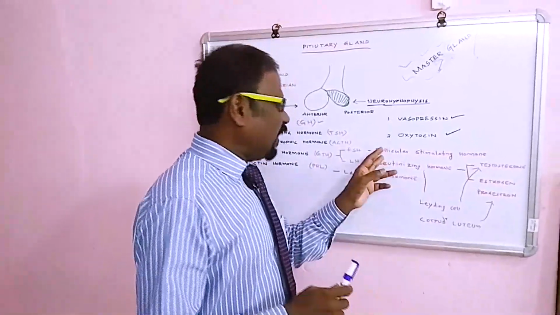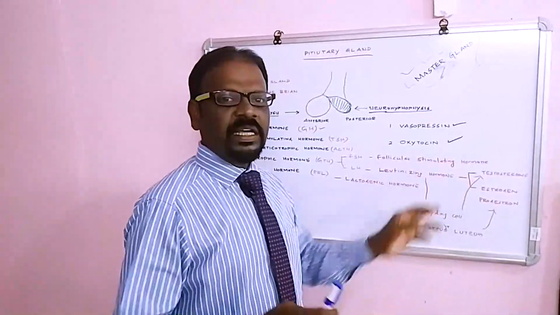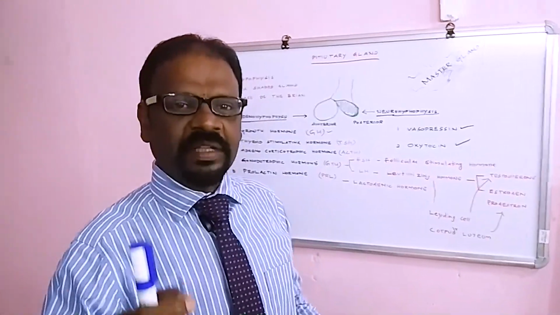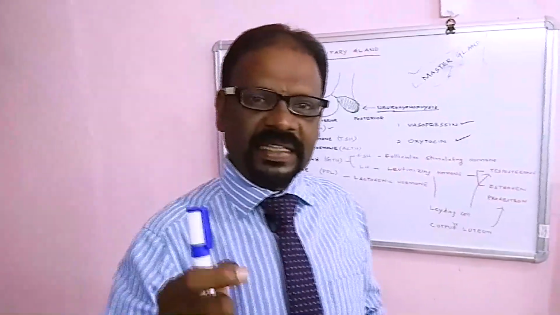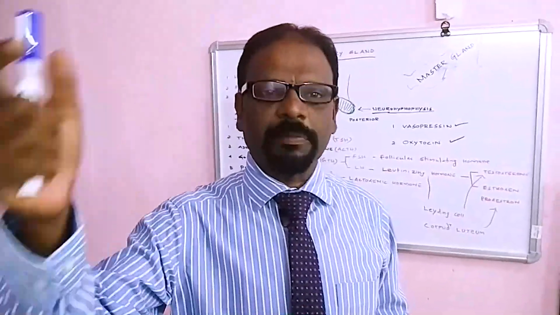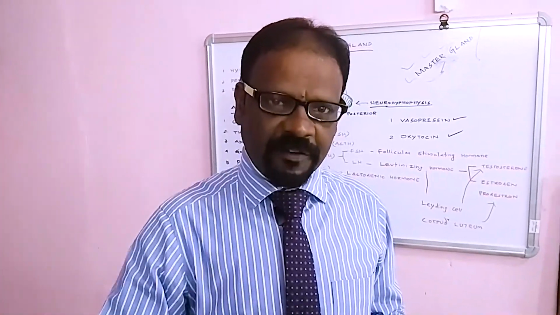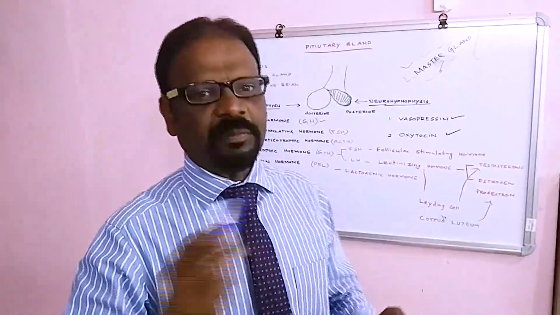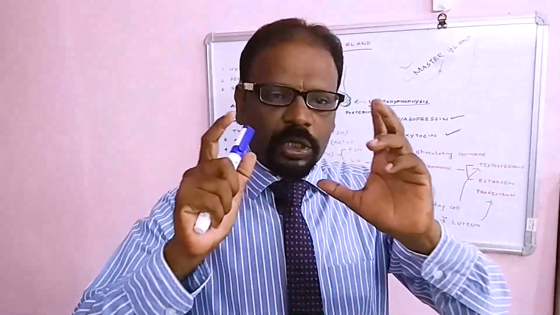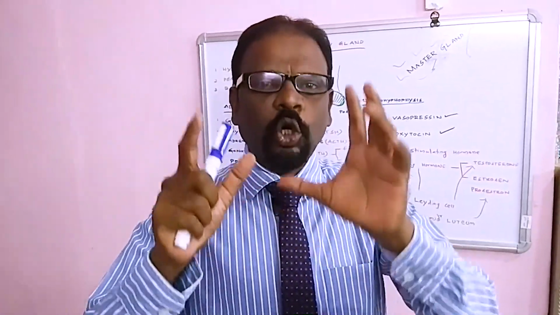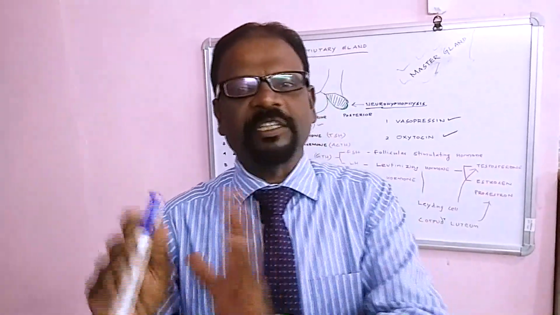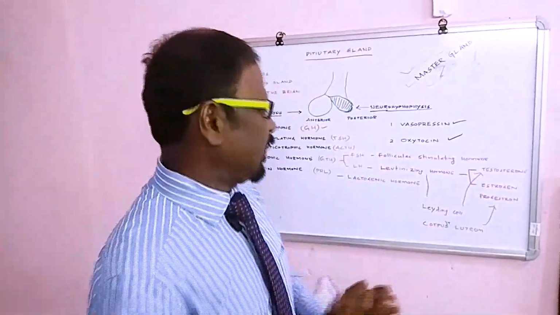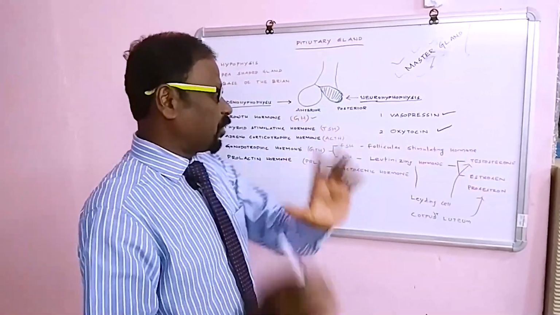So in male, follicular stimulating hormones are stimulating the germinal epithelial cells in the testes to produce the sperm. At the same time, in the female, these follicular stimulating hormones are stimulating the growth of the ovary as well as the production of the ovum, the egg, that is the female reproductive cell.